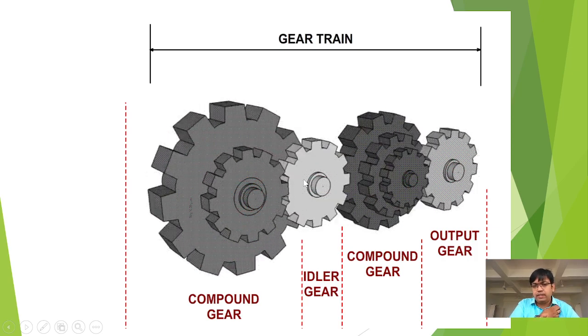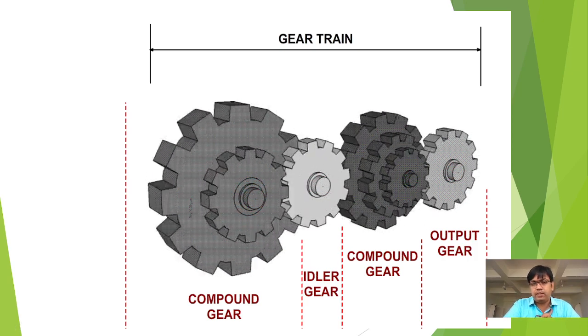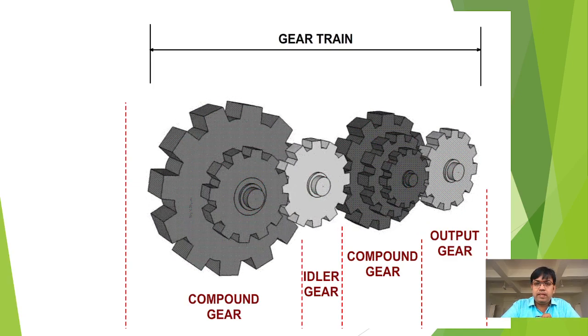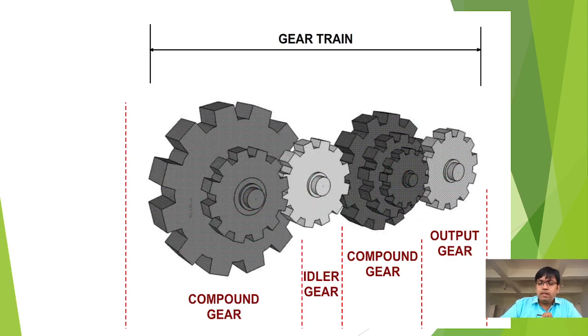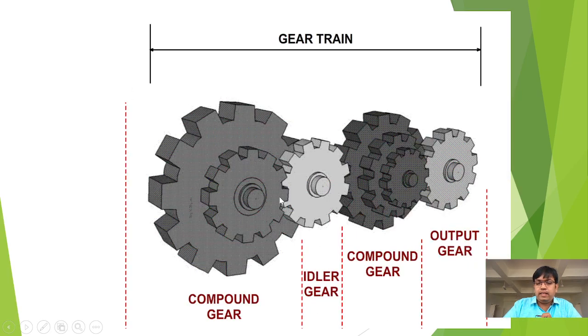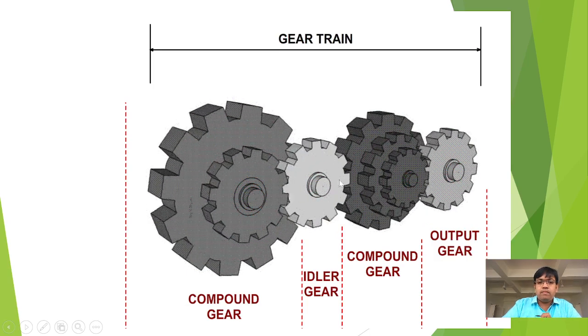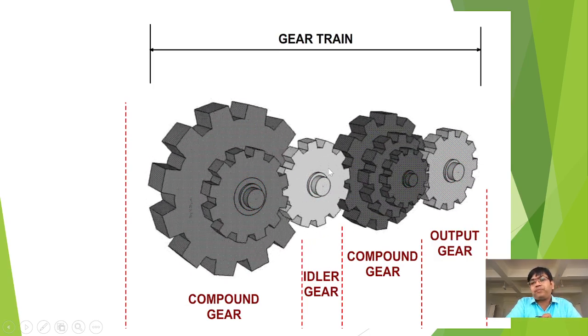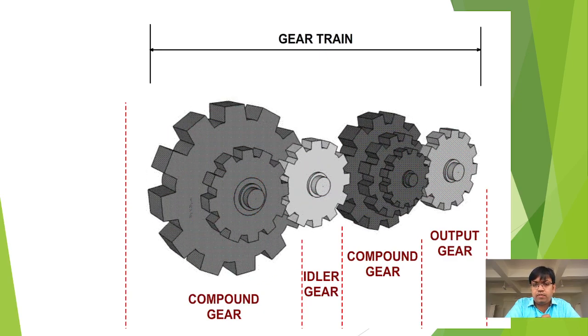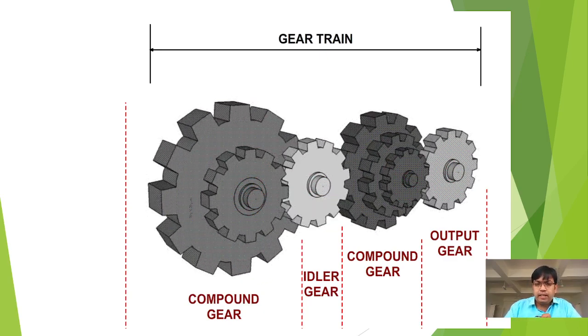As I told you, the idler gear is used to reduce the distance between two shafts, and it is also used to change the direction of motion of the output gears.